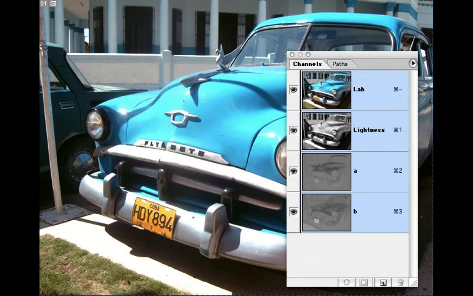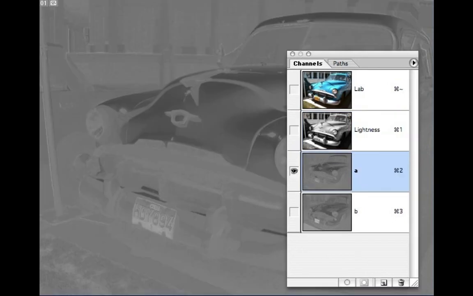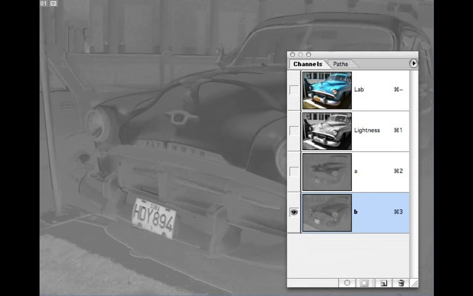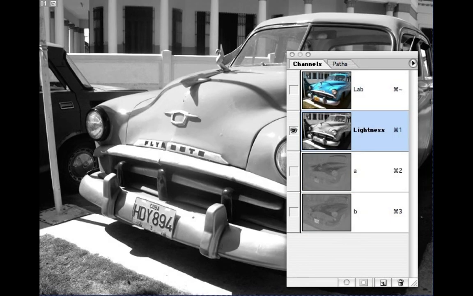So in the L channel, you have a black and white version of the image, and then the A and B channels provide you the extra information you'd need to turn that into a color image.